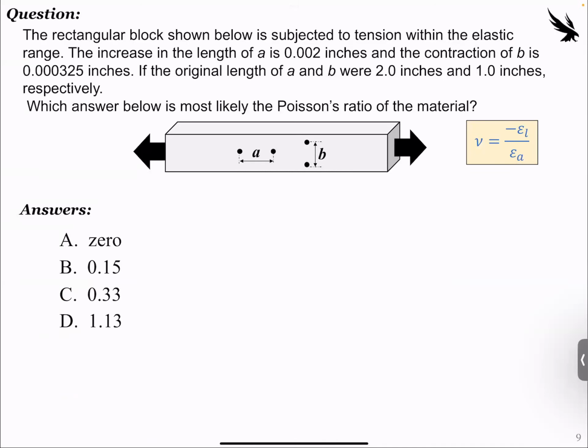So let's say these are your examples on the FE or something. Right off the bat, we know the answer should be 0 to 0.5. We already see one at 1.13, so we can get rid of that one right away. We also observe a deformation in both the A and the B direction, so we know the material does not have a Poisson's ratio of 0, and we can get rid of that. So it's really between these last two.